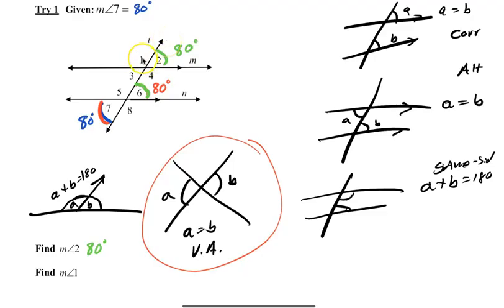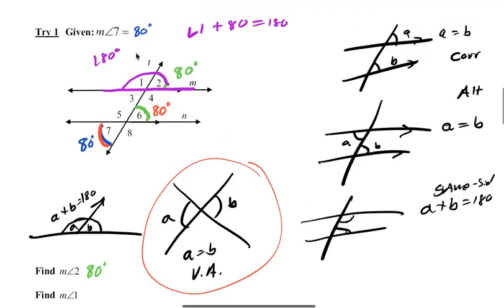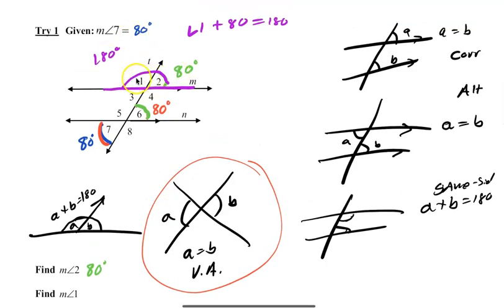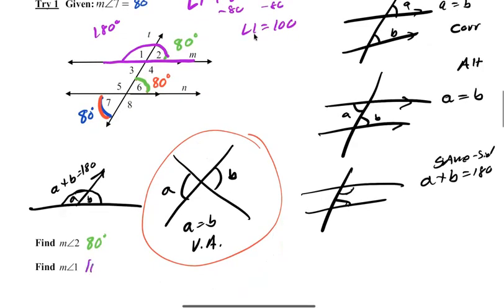How do I find angle 1? Well, you could use same side and vertical angles if you want. I would use the fact that anytime you have a straight line, it equals 180. So the measure of angle 1 plus 80, which is angle 2, equals 180. These two together equal 180 because they're a straight line, supplementary. So this angle plus 80 equals 180. Subtract 80 from both sides, and angle 1 equals 100. So that's the idea. We'll do a few more of those.